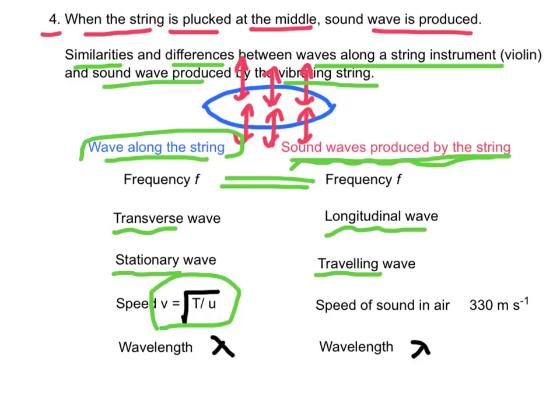However, the speed of sound in air is about 330 meters per second. Therefore, their speeds are not equal. Since the speeds are not equal and the frequencies are the same, therefore, the wavelength of the wave along the string, lambda, and the wavelength of the sound in air are not equal.